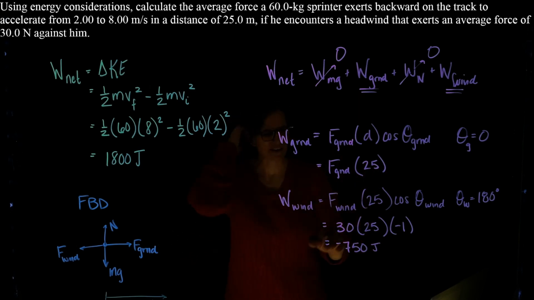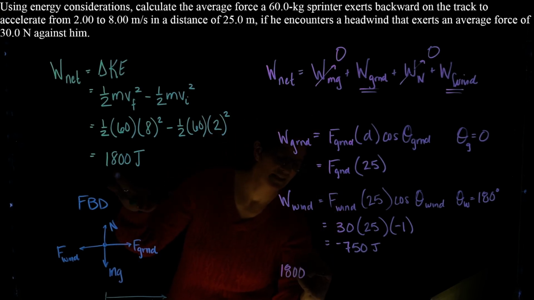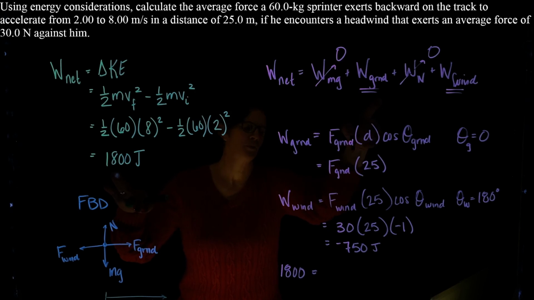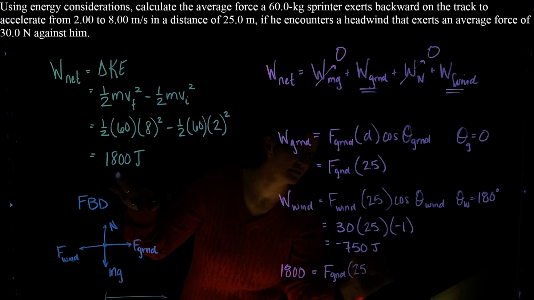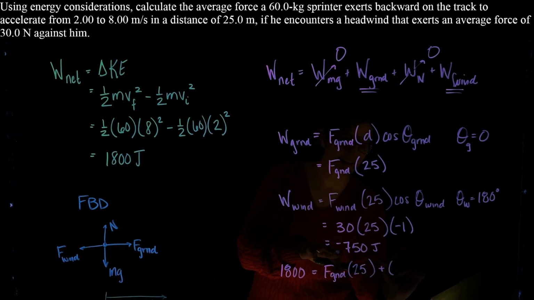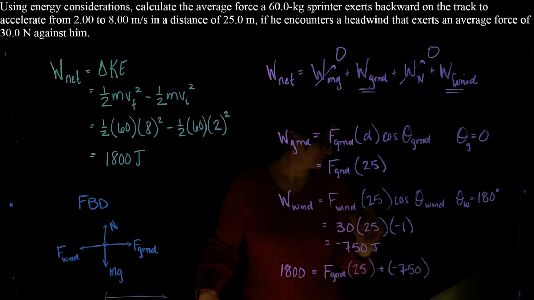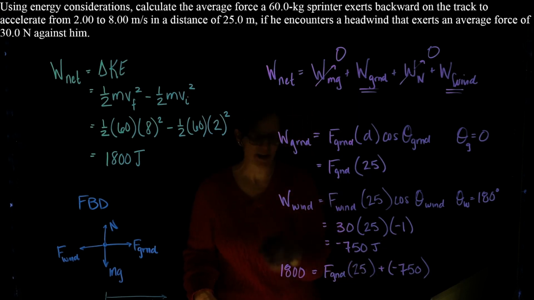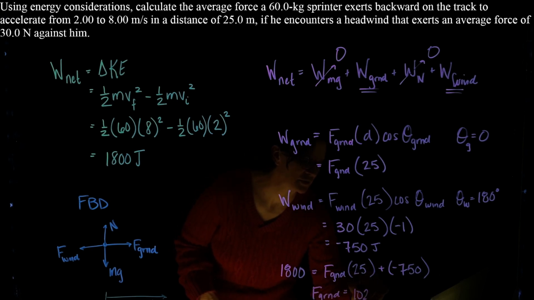All right, so we're going to use our relationship to determine the force done by the ground. So we have the net work, 1,800 joules, is equal to, well, that's 0, the work done by the ground, which is the force of the ground times 25, plus another 0, plus a negative 750, which is the work done by the wind. And if we solve for the force by the ground, I add my 750 to this side, divide by 25, and we find the force done by the ground is 102 newtons.